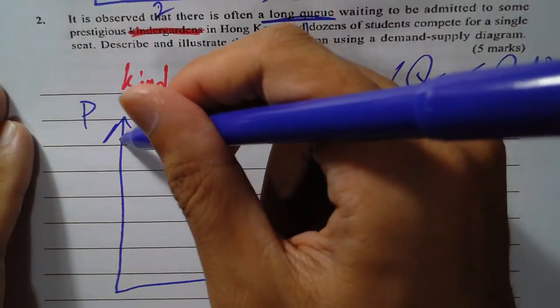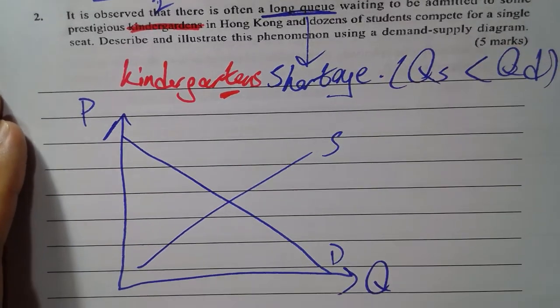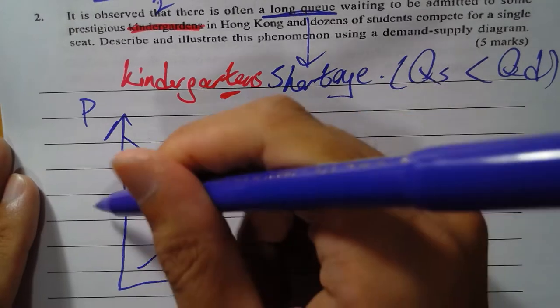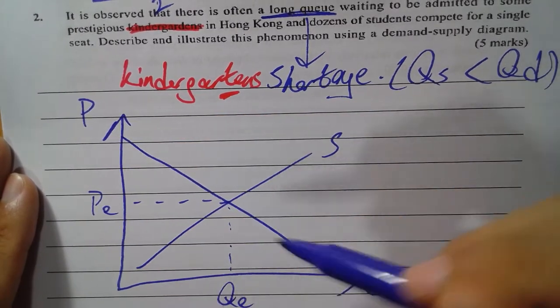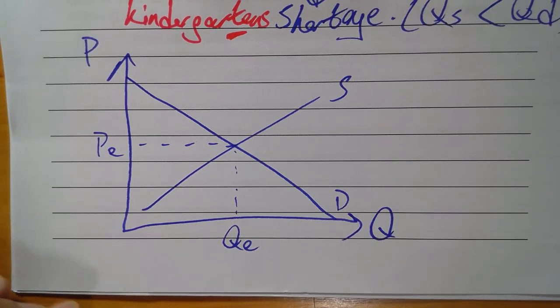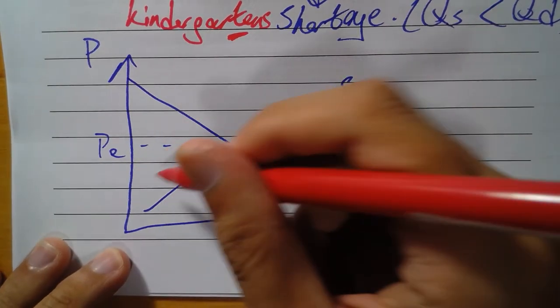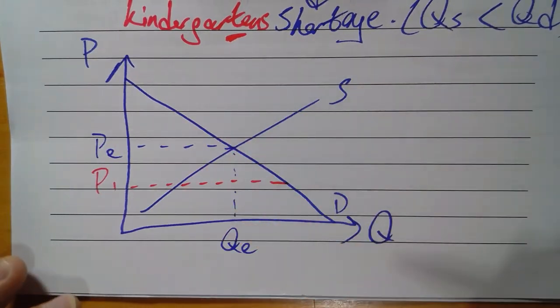Now, normally, we always have this demand, supply, right? Now, this would be our equilibrium price, and this would be our equilibrium quantity, right? Unfortunately, right now, our QS should be lower than QD. When would our QS be lower than QD? From this graph, you see, only when it is below, okay, below.